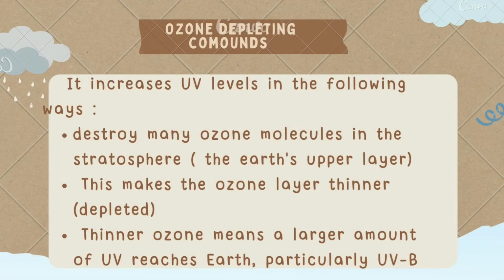It increases UV levels in the following ways. It destroys many ozone molecules in the stratosphere. This makes the ozone layer thinner. Thinner ozone means a larger amount of UV reaches Earth, particularly UVB.